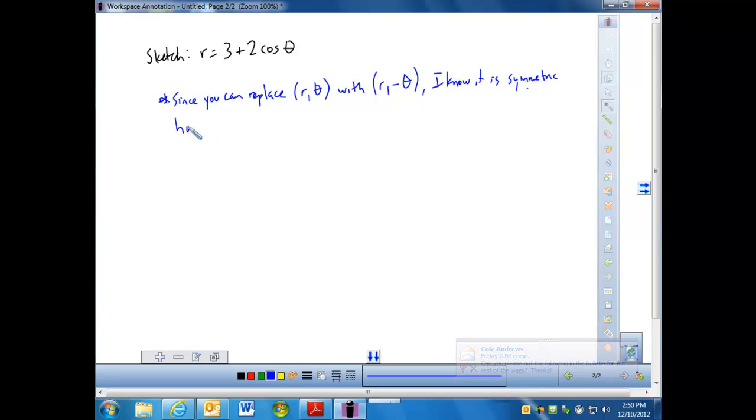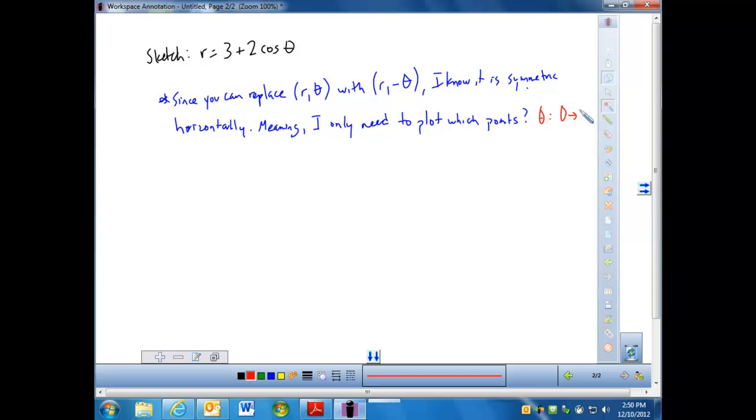And so since I know I can do that, I know that this graph is going to be symmetric across the horizontal axis, what we would normally think about as the x-axis on a regular graph. And so that means that I don't have to plot 0 through 2 pi or 0 through 360. Since the bottom of the graph looks exactly like the top, I only have to plot 0 through 180. So again, knowing what that symmetry is can save you a lot of time in plotting points.